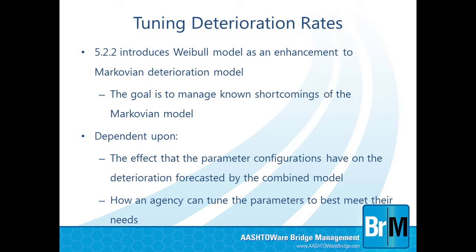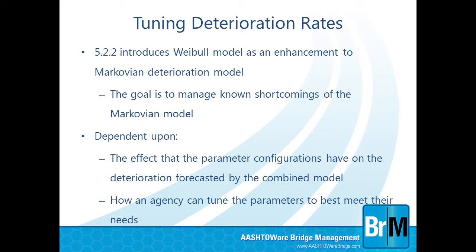And in PONTIS 4, you could do expert elicitation, you could do history, or you could combine both history and your expert elicitation to come up with your deterioration curves. So in 5.2.2, the release that came out last year, we introduced the Weibull model for the transition from condition state 1 to condition state 2. And we hope that would help improve people's forecasting.